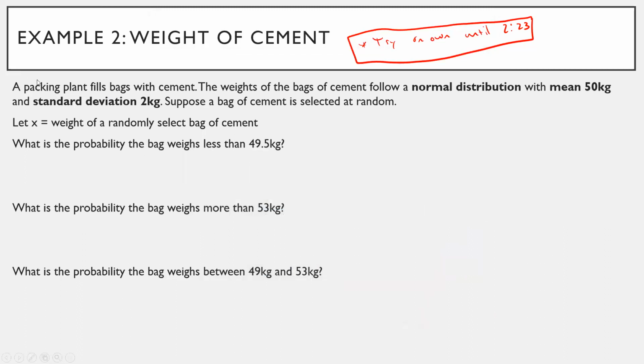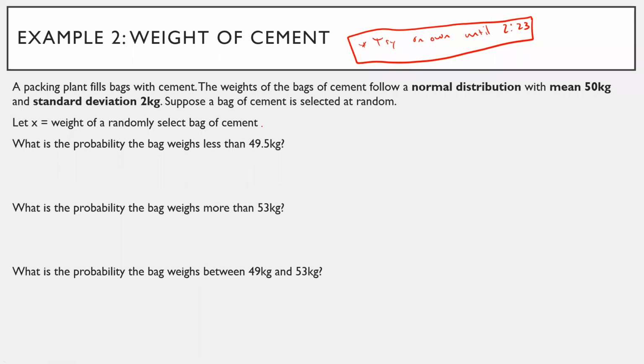All right. So here's the problem. A packing plant fills bags with cement. Great. Okay. And so it's a manufacturing process. So what's going on here is they're saying, look, not every bag has exactly the same amount of cement in it. Okay. So the weights of the bags of cement follow a normal distribution. With the average weight of 50 kilograms per bag with a standard deviation of 2 kilograms. Okay. So suppose a bag of cement is selected at random. So we're going to define this variable. We're going to let X be the weight of a randomly selected bag of cement.